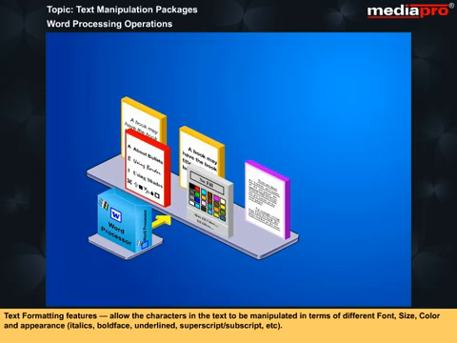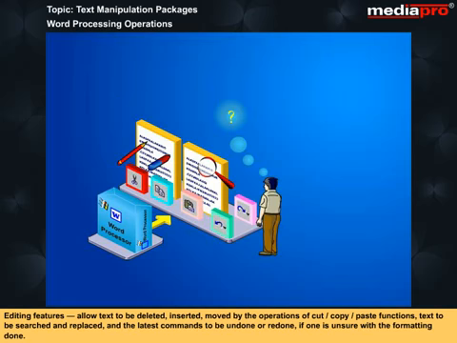Text formatting features allow the characters in the text to be manipulated in terms of different font, size, color, and appearance, such as italics, boldface, underlined, superscript or subscript, etc. Editing features allow text to be deleted, inserted, moved by the operations of cut, copy, paste functions, text to be searched and replaced, and the latest commands to be undone or redone if one is unsure with the formatting done.